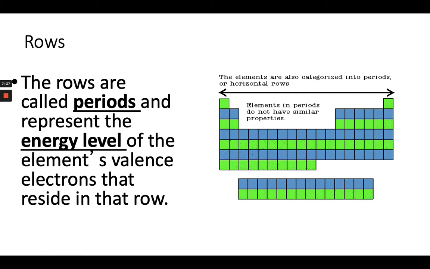The rows are called periods, and they represent the energy level of the valence electrons that reside in this row. So the first row is the first energy level, second row, the second energy level, the third row, the third energy level, and so forth.